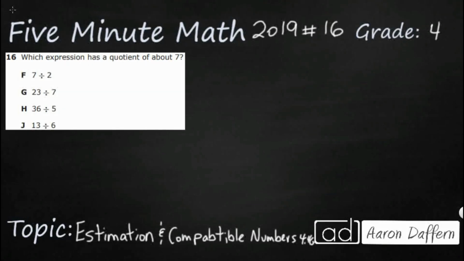Today we are looking at the 4th grade concept of estimation and compatible numbers. This is standard 4.4G in the great state of Texas, and we are using item number 16 off the 2019 released STAAR test. If you have not done so already, please go ahead and take a moment to pause the video, work this problem out on your own, unpause it, and then we will look at our answers together.